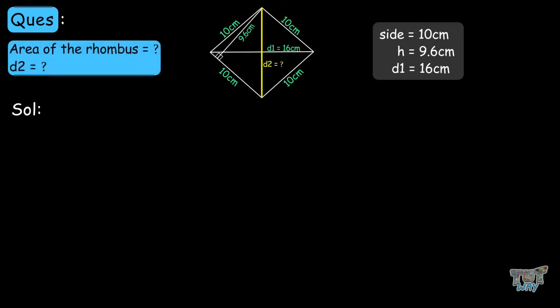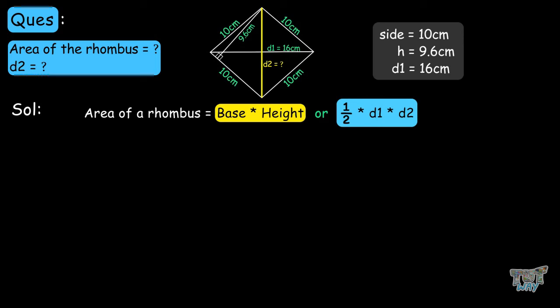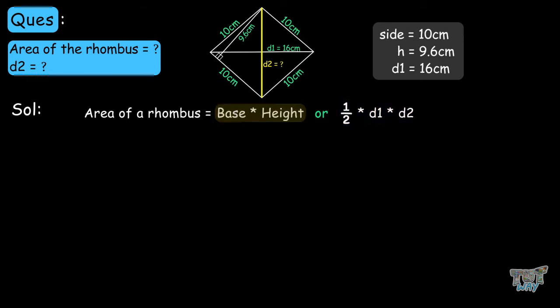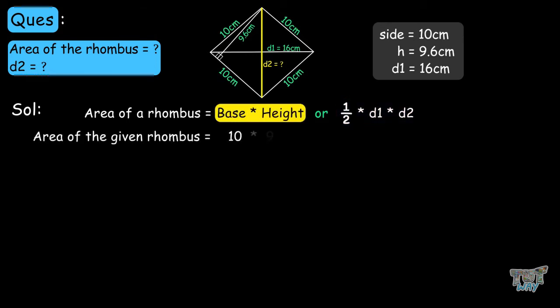First part of the question said we have to find the area of the rhombus. Area of the rhombus can be calculated with two formulas, either the base times height, because it is a parallelogram, or half times d1 times d2. If you're given the length of the two diagonals, you use the second formula. However, we are only given the length of one diagonal, so we will be using the formula base times height. Base is 10 multiplied by 9.6, which equals 96 centimeters squared.